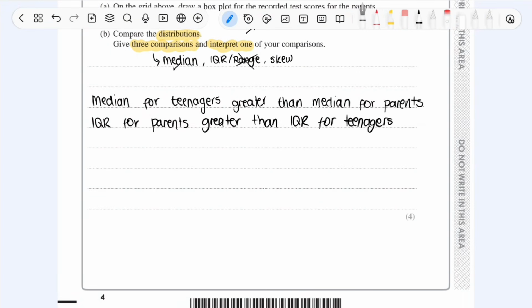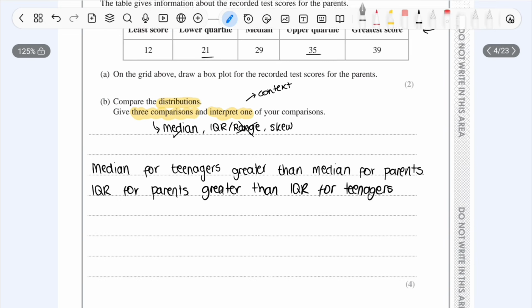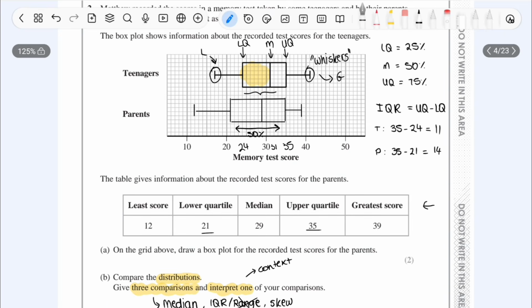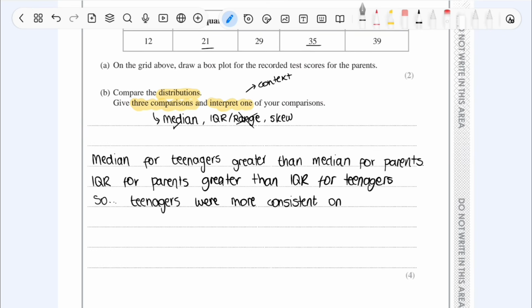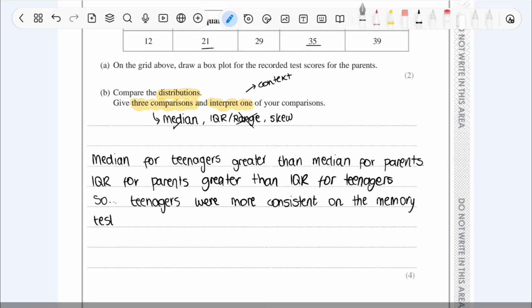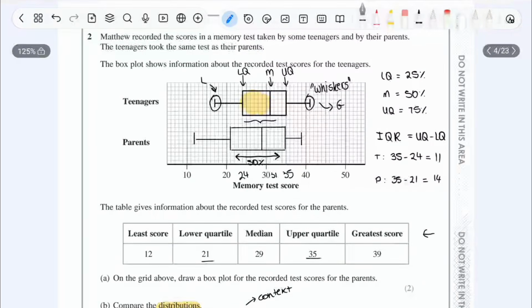Now this is one of the safer bets to put your comparison or your interpretation in, so I'll put it here. And what can we gather from a higher IQR? If the IQR shows the middle 50% of your data, and the IQR value for the parents is larger than the teenagers, that indicates that there is a larger difference in the middle 50% for the parents than the middle 50% of the data for the teens. So what we can say is that the teens tend to have more consistent memory scores on their tests. Okay, so we've done that.